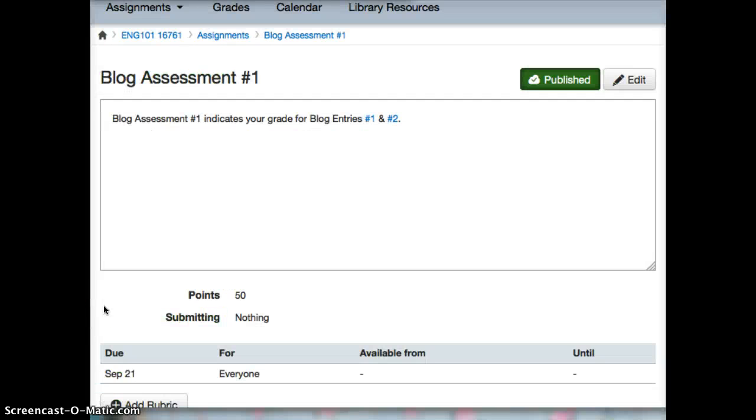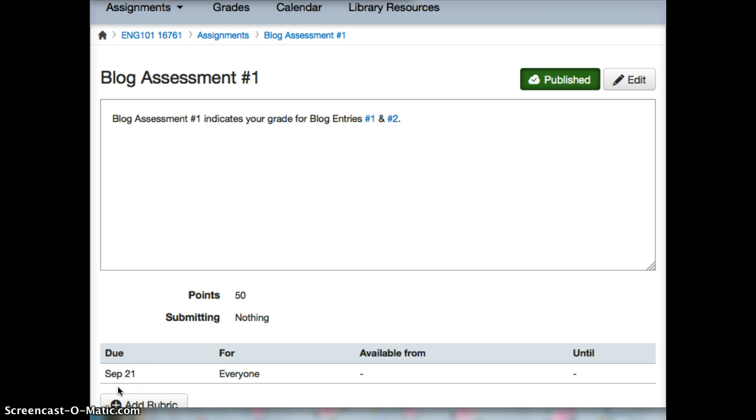When you click on one of the blog assessments, it tells you exactly which entries I will be grading for. So blog assessment 1 indicates your grade for blog entries number 1 and 2, which means that for this first 50-point assessment period, I am expecting you to have entries posted in your blog for entry number 1 and 2 by the due date for the blog assessment period, which is September 21st. Now the blog assessment is due, so that means those 2 entries are due by September 21st.